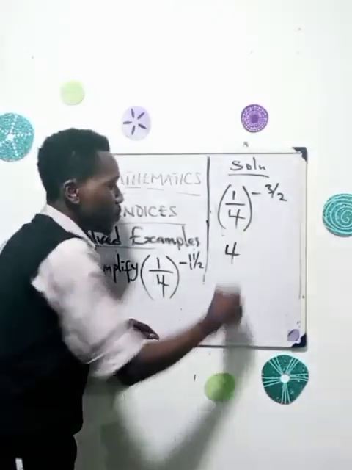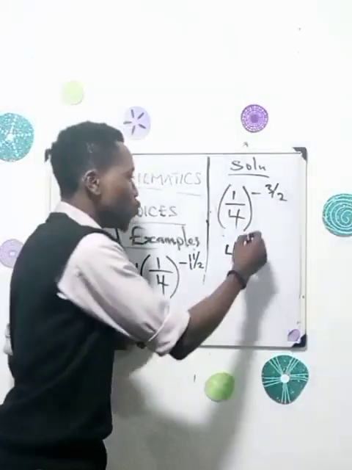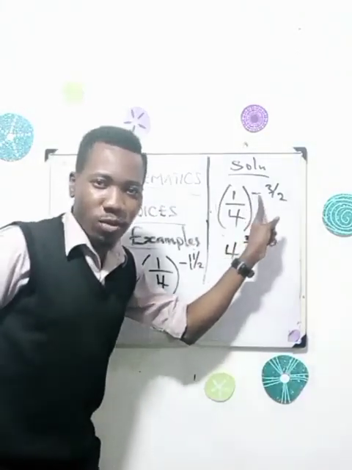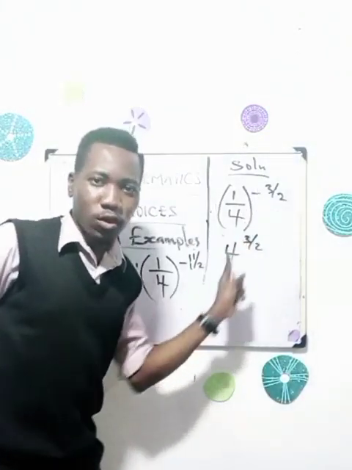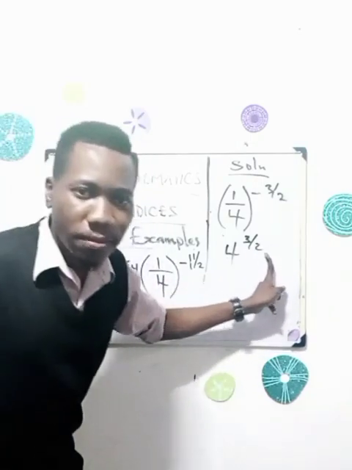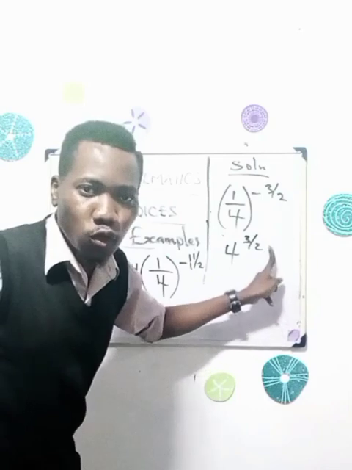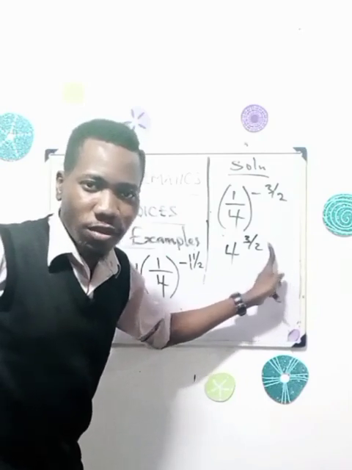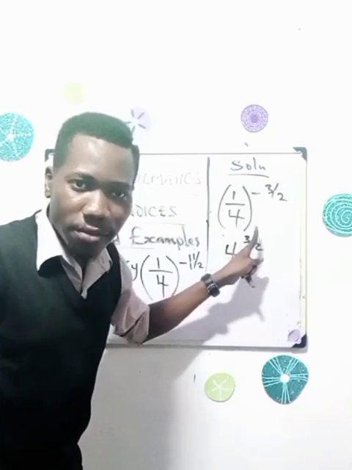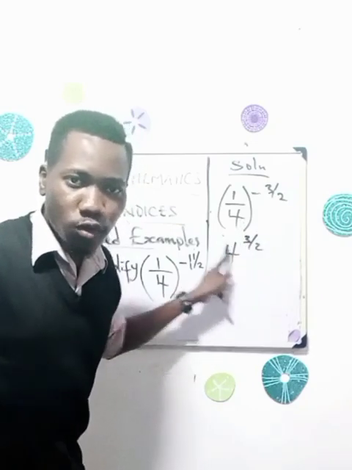So this is 4. Now raised to the power of 3 over 2. So we are trying to take it one at a time. We've dealt with the negative power, right? So that gave us 4. Now 3 over 2. What will happen here? This 2 at the bottom of the fraction, which is the denominator, becomes the root of 4. And this 3 becomes the power. Right? 2 becomes the root.